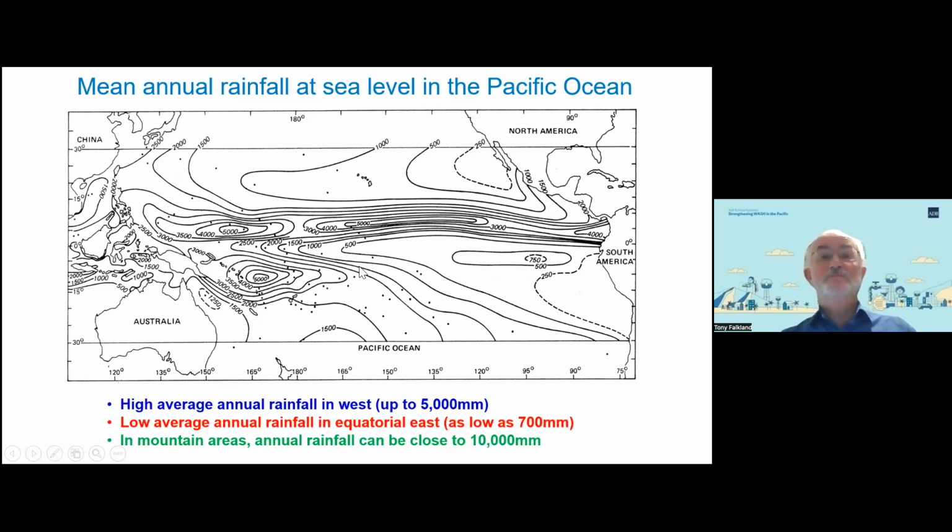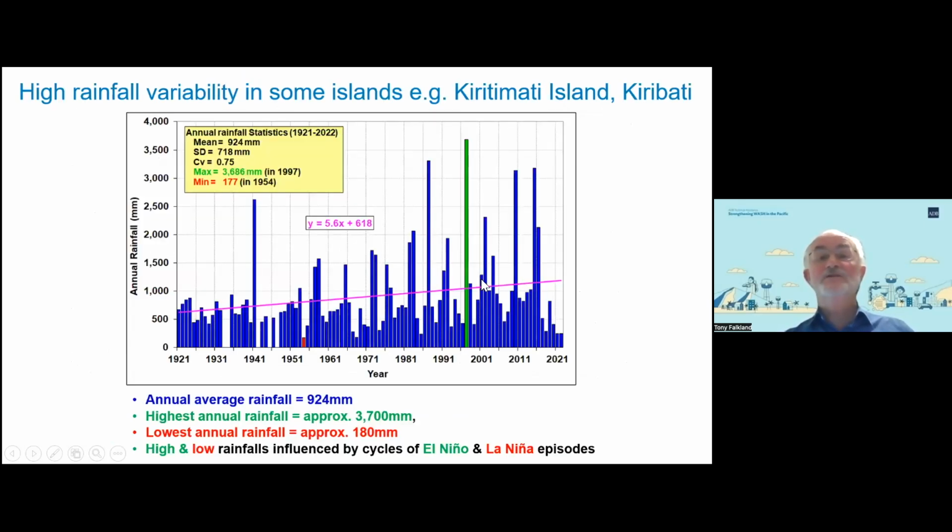This one shows mean annual rainfall at sea level across the Pacific, which can vary, obviously, from as low as about 700 millimetres in the eastern Pacific to 5,000 millimetres in the west. In the mountainous areas of some islands, such as Papua New Guinea, but also in some of the high islands in Federated States of Micronesia, the rainfall can get close to 10,000 millimetres. So spatially, there's a large variation.